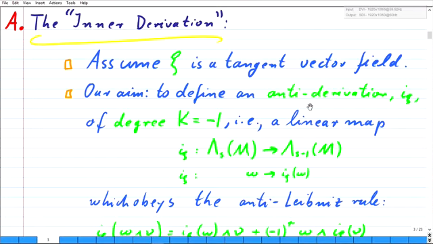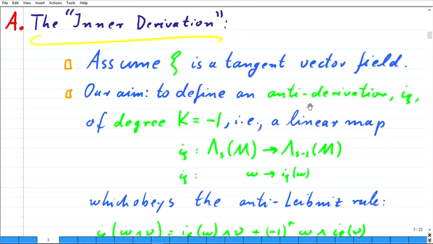Assume psi is a tangent vector field. Our aim is to define an anti-derivation of degree k equals minus 1 to make up for the degree k equals plus 1 of the exterior derivative. So our aim is to define an anti-derivation, that is to say a linear map that obeys the Leibniz rule, a linear map from the differential forms into the differential forms, lowering the degree of the differential form.